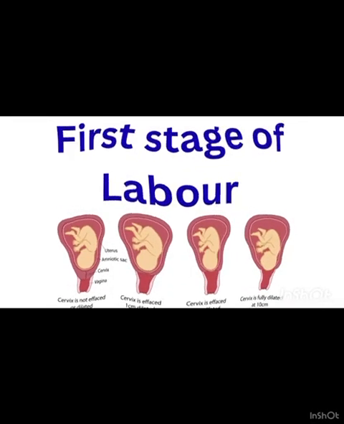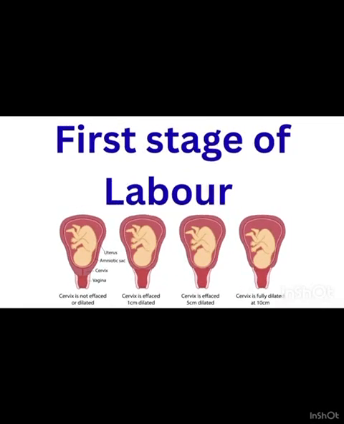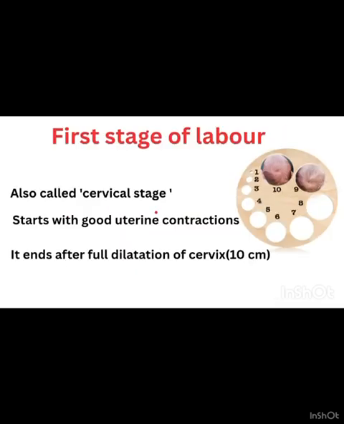The first stage of labor is the initial and the longest phase of childbirth, starting with the onset of regular painful uterine contraction that causes the cervix to soften, thin, that is effacement, and dilate from 0 cm to full 10 cm. First stage of labor is also called cervical stage of labor. It starts with good uterine contractions and it ends after full dilatation of cervix up to 10 centimeter.